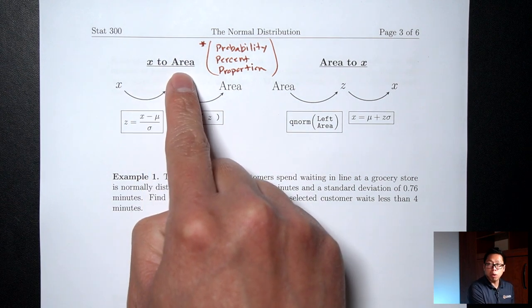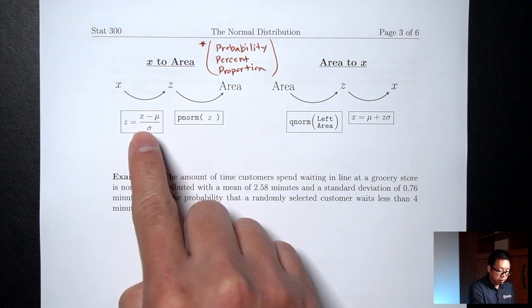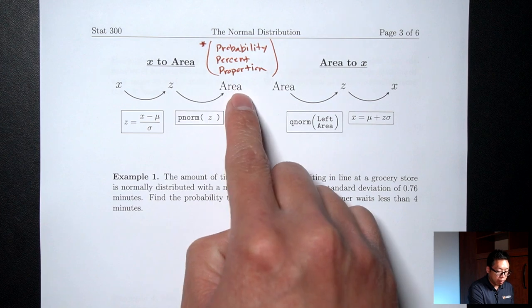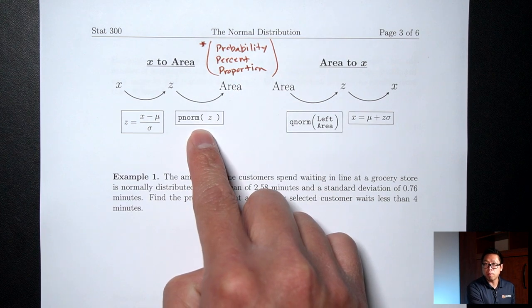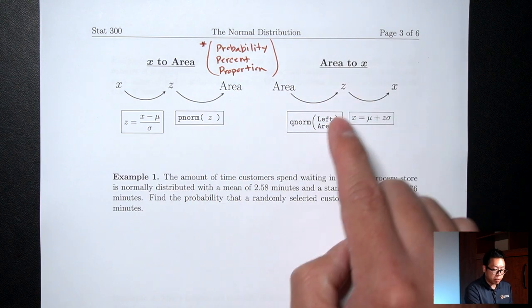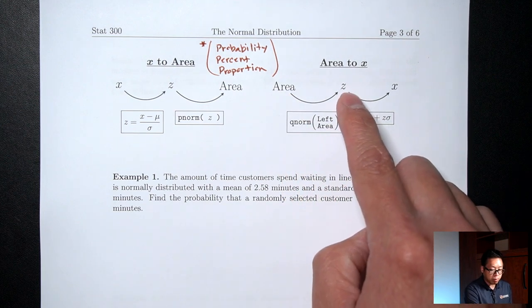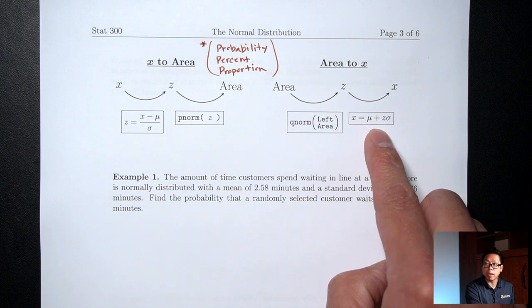For an x to area question, you're going to first do x to z using the z-score formula, and then you're going to do z to area by doing a pnorm in R. For an area to x question, you're going to first do area to z by doing qnorm, and then you're going to go from z to x using this formula for x.